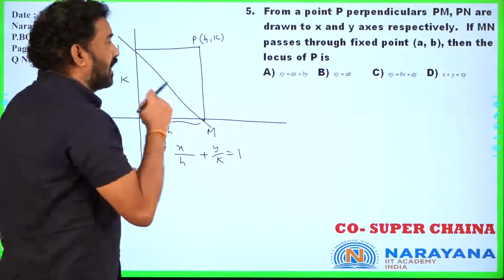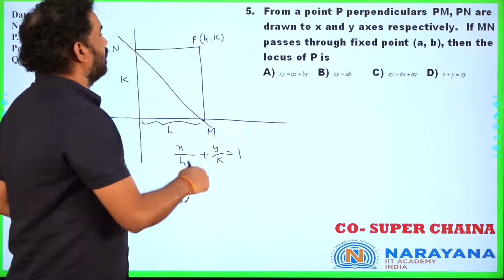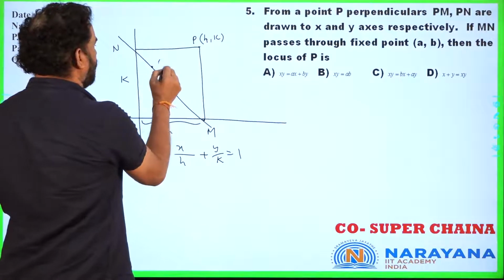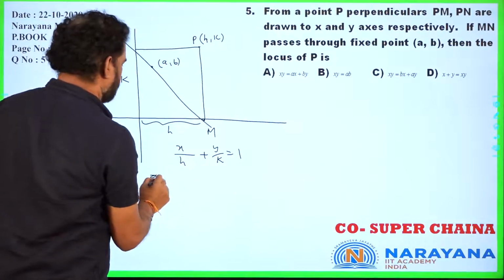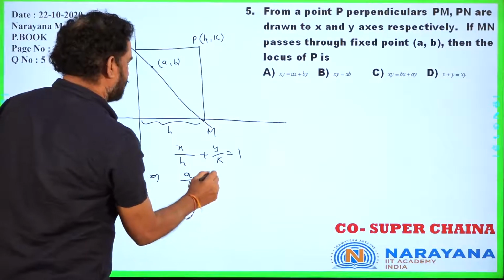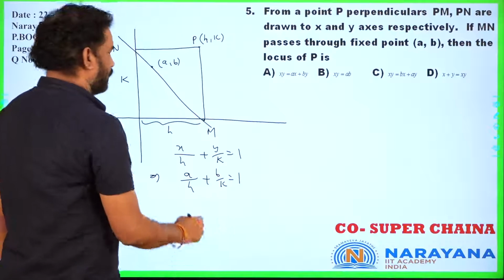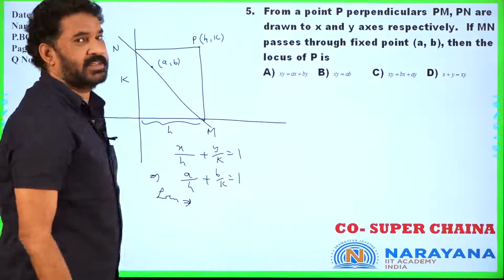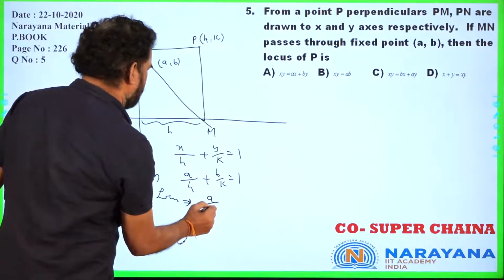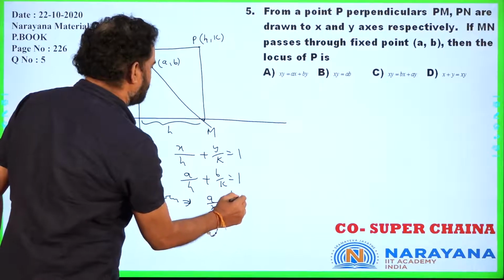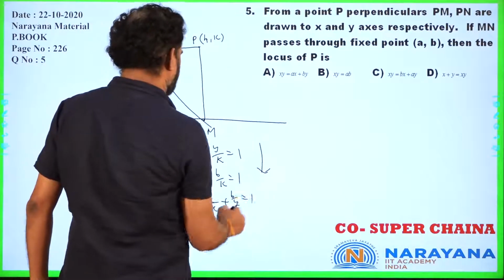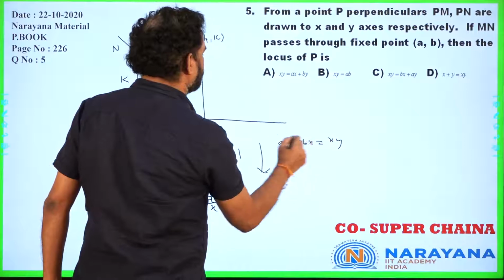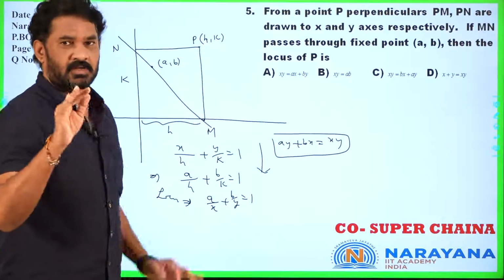Then to get the locus of this point, what have they given? The line MN passes through the point (a, b). On this line, somewhere a point (a, b) is there. Substitute it: a by h plus b by k equals 1. Then the locus: what does locus mean? h comma k is replaced with x comma y. So it is a by x plus b by y equals 1. If you expand it, what will we get? ay plus bx equals xy. Okay? Understood? Very simple question.